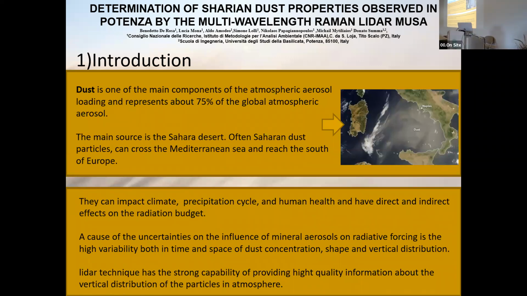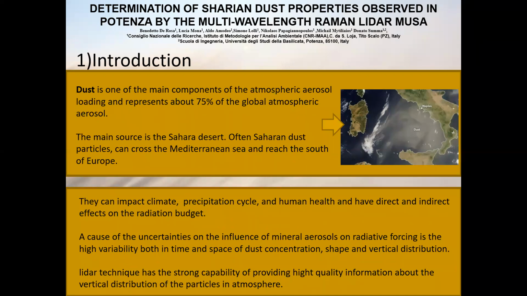Hello everybody, I am Benedetto De Rosa and today I talk about the determination of Saharan dust properties observed in Potenza by the multi-wavelength Raman LiDAR MUSA. Dust is one of the main components of the atmospheric aerosol loading and represents about 75% of the global atmospheric aerosol. The main source is the Saharan Desert. Often Saharan dust particles can cross the Mediterranean Sea and reach the south of Europe.